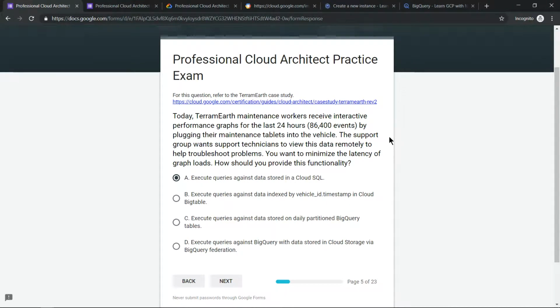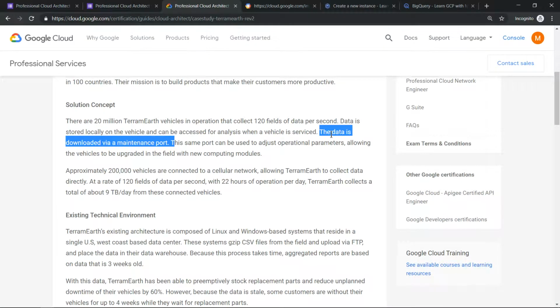Today we'll discuss a question from GCP's Cloud Architect Practice Exam on TerramEarth. This is the question. Today, TerramEarth's maintenance worker receives interactive performance graphs for the last 24 hours by plugging their maintenance tablet to the vehicle. If you recollect, this is because almost 20 million vehicles are generating 120 fields of data, and that data can be accessed via this maintenance port.